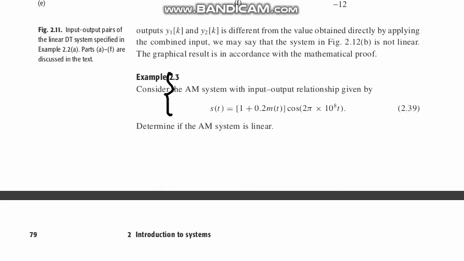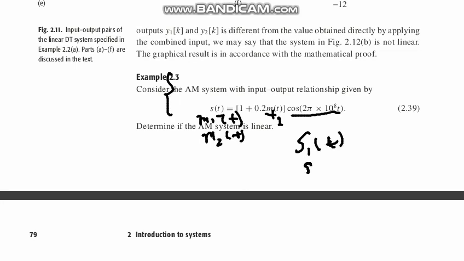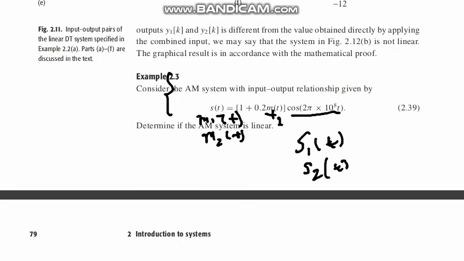Now you can see that s(t) is m(t) cos of 2π times 10 to the power 8 t. So if you take m1(t), that will give s1(t), and if you take m2(t), that will give s2(t), for each part you get the output. That is the first condition you have to put on it.